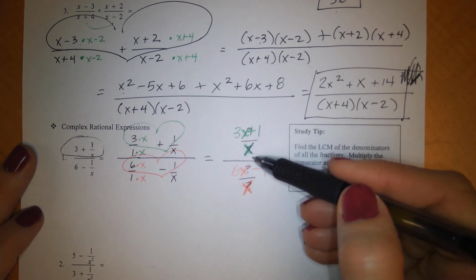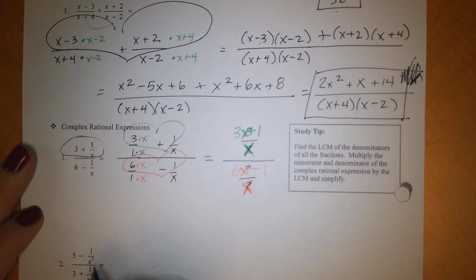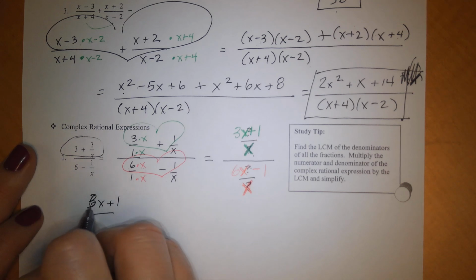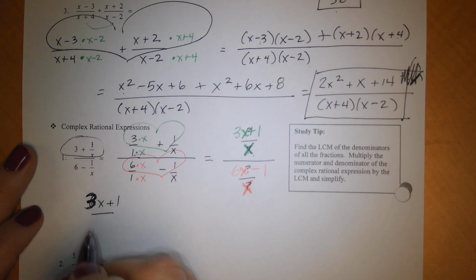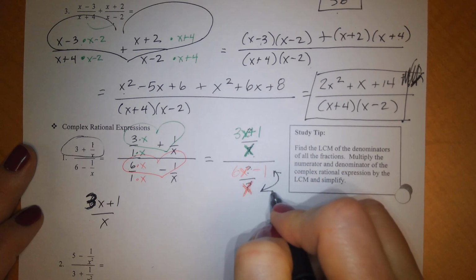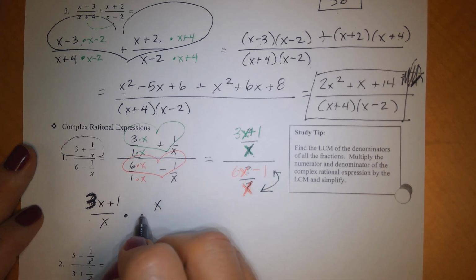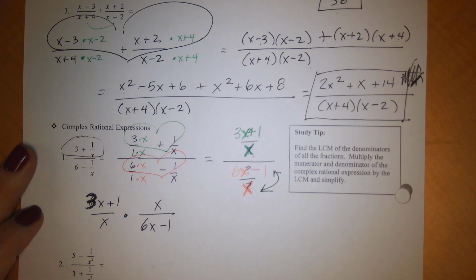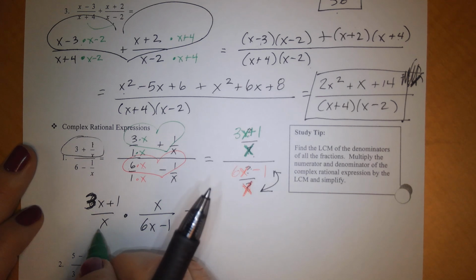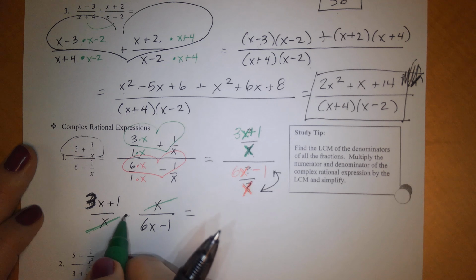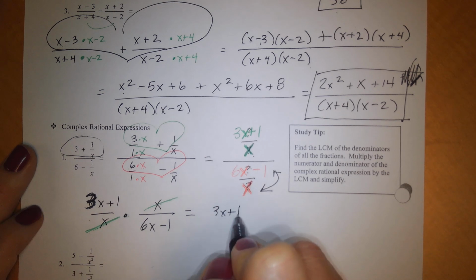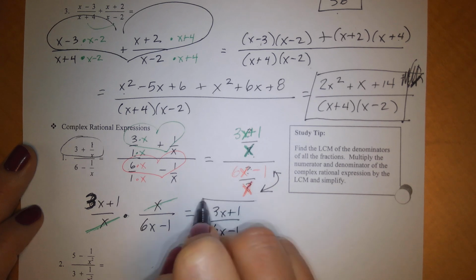So now you'll see that I have a fraction divided by a fraction. When we have a fraction divided by a fraction, we flip the bottom fraction and we multiply. When we do that, you'll see that these x's will cancel because they're being multiplied, so we can cancel those. We're left with 3x plus 1 over 6x minus 1.